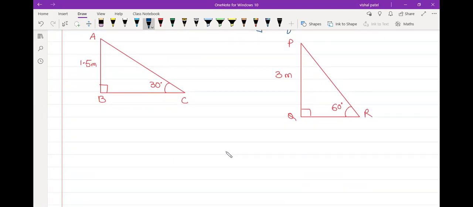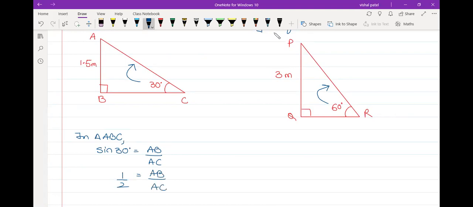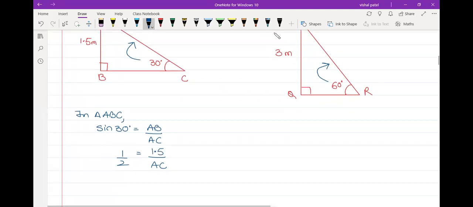Length of the slide means you have to find out which part. I have to find out this. In both the cases, I have to find out the hypotenuse. So in triangle ABC, it is opposite upon hypotenuse. So sine 30 is opposite upon hypotenuse. Sine 30 is half. So that is AB upon AC. I'll substitute the value only of AB here, 1.5. So if I cross multiply, what I'll get? AC as 3 meters.